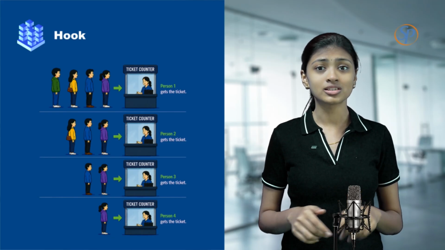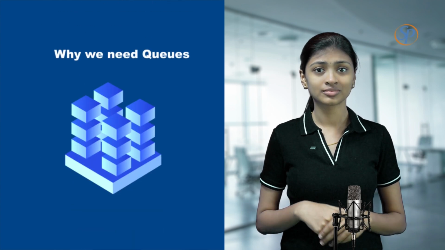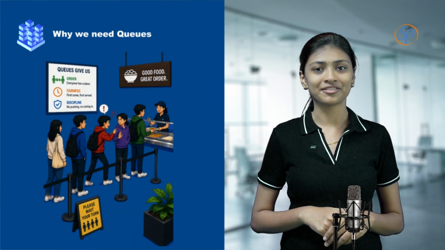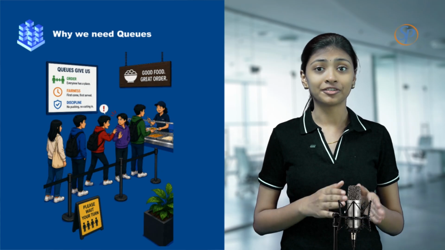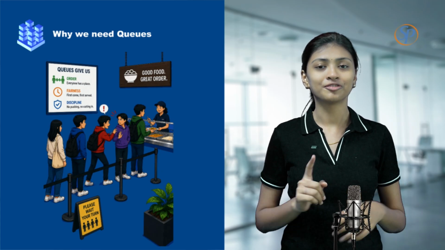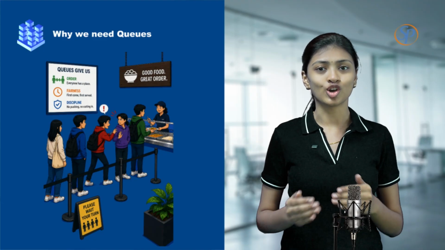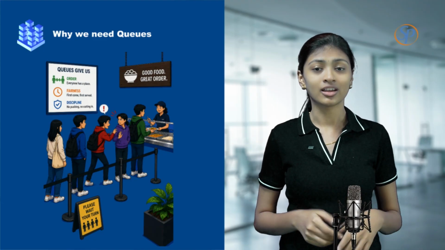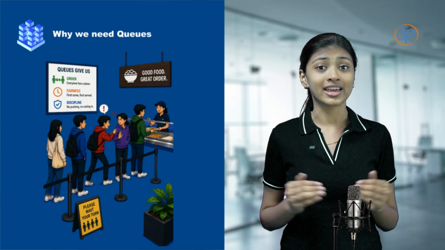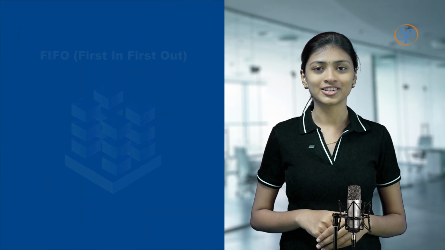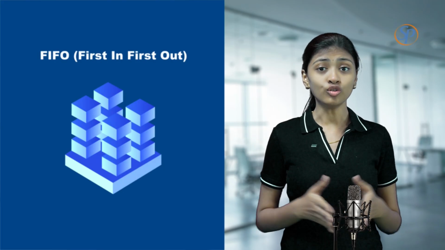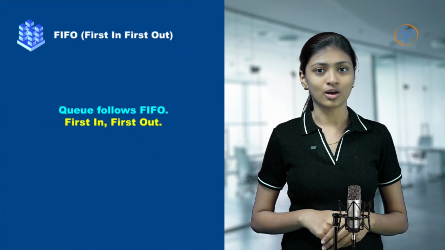Now, the question is, why do we need queues? Let's take a simple real-life example. You're standing in a line for food. The first person in the line gets food first. New people join in the back. This is fair and this is ordered. That is exactly what queues give us in programming. First in, first out. A queue follows first in, first out.